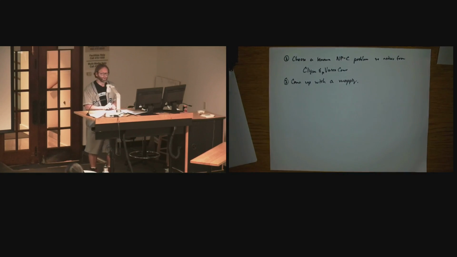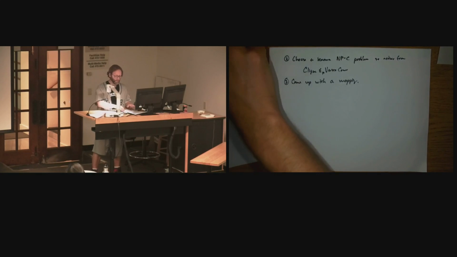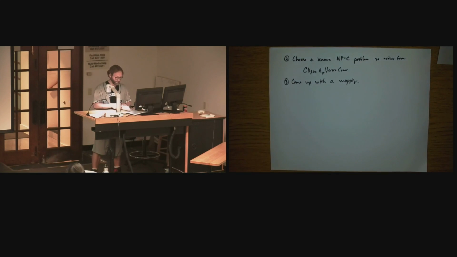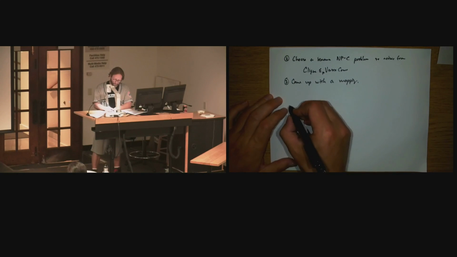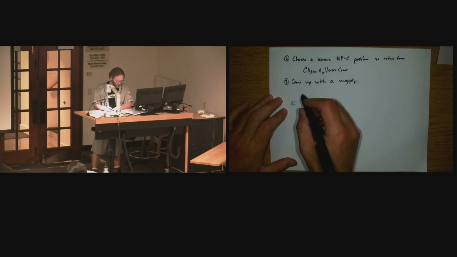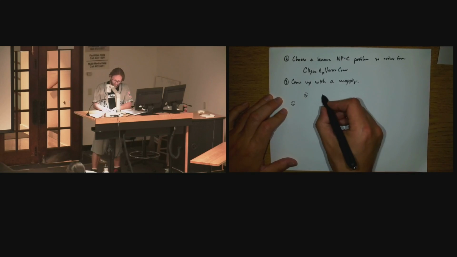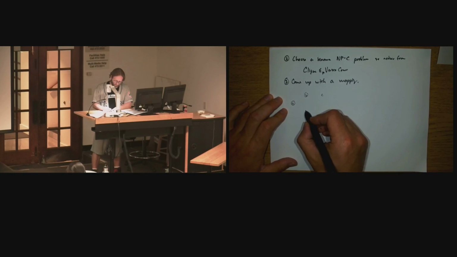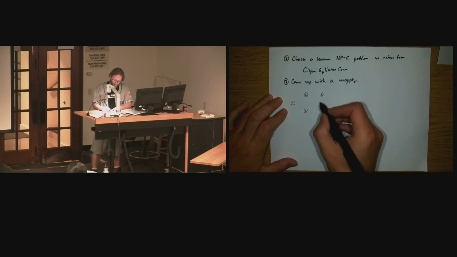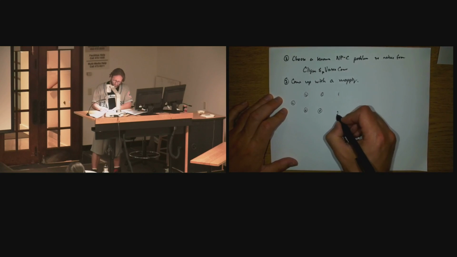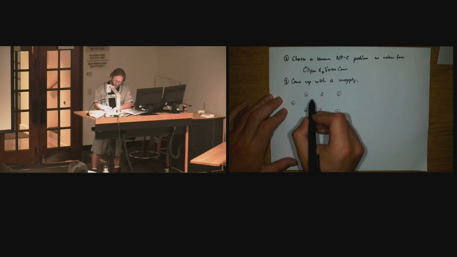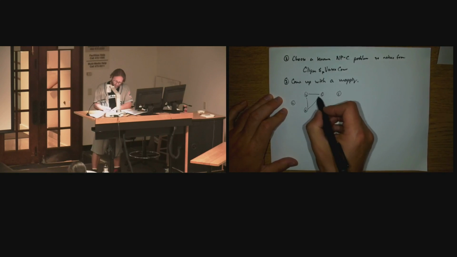Now to do this, I'm going to draw you a picture instead. I'm going to draw you a picture of a graph, and we're going to look for a clique. So here's A, B, C, D, doesn't matter what the labels are, E, F, and G. There we go. And I'll draw a graph like this.